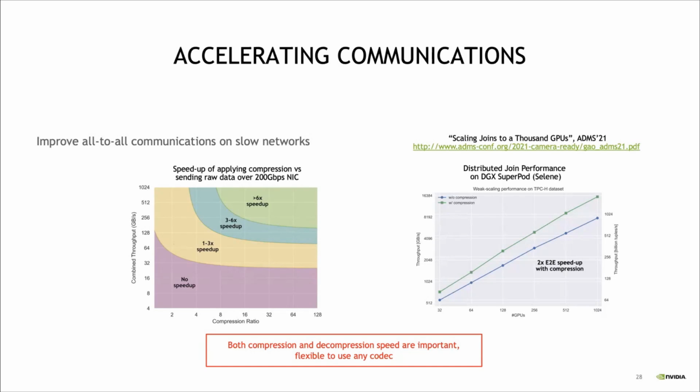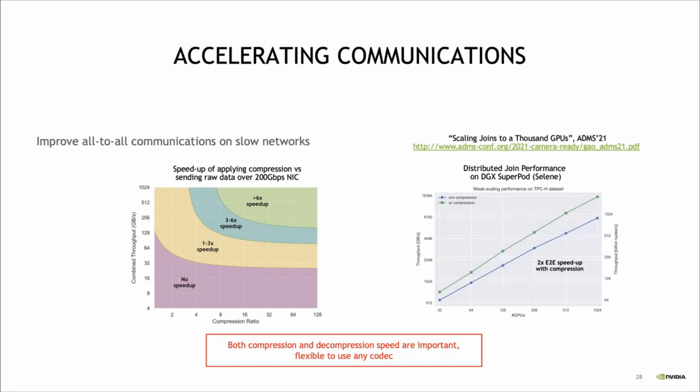I show roughly, depending on the compression ratio and the combined throughput of your compression and decompression, what kind of speedup you can achieve over just sending raw data over the NIC. You can see here, if you have something like an 8x compression ratio and 200 gigabytes per second compression and decompression speed, then you're looking at a 3 to 6x improvement for your end-to-end communication. That's comparing sending raw data in a bandwidth limited regime versus compressing, sending less data, and then decompressing. With the compression approach, you get a 3 to 6x speedup over sending raw data.